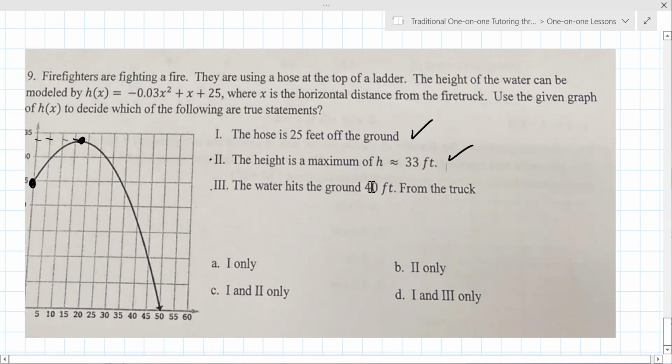The water hits the ground 40 feet from the truck. So this is time. It's not distance. Sometimes when it's x, you don't think, oh, I'm sorry, it is horizontal distance. That's odd, usually it's always time. Okay, so this is horizontal distance. Does it hit the ground 40 feet from the truck? Well, there's 40 feet. Looks like it hits beyond that at 50. So that one is probably not true.